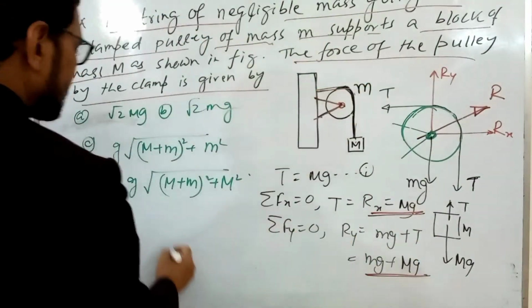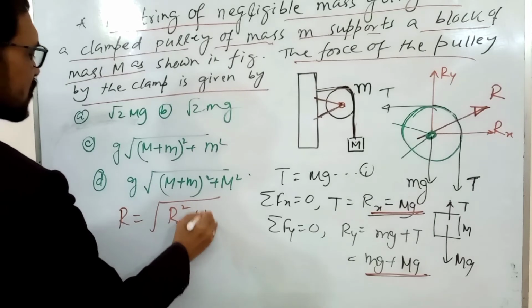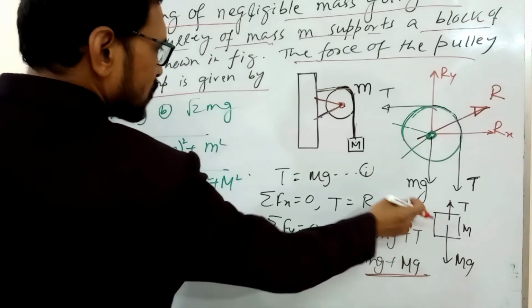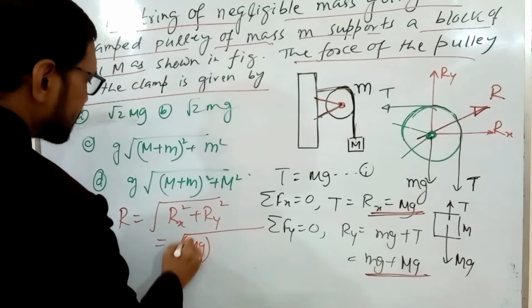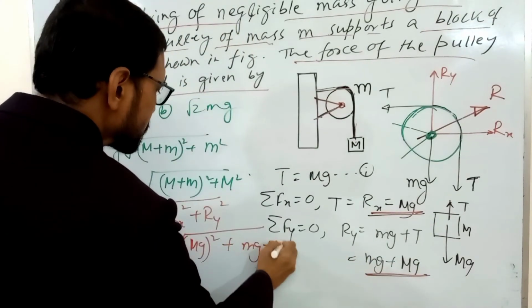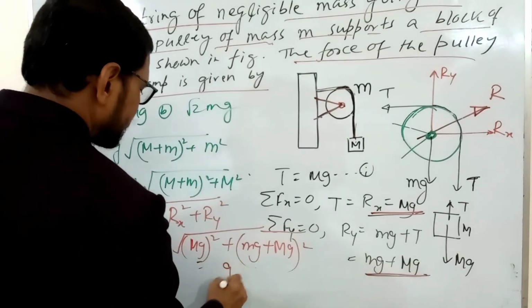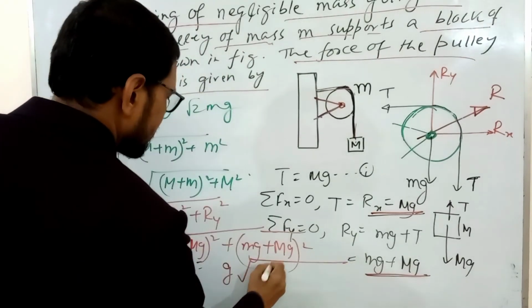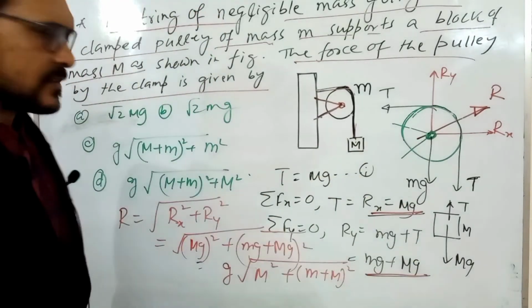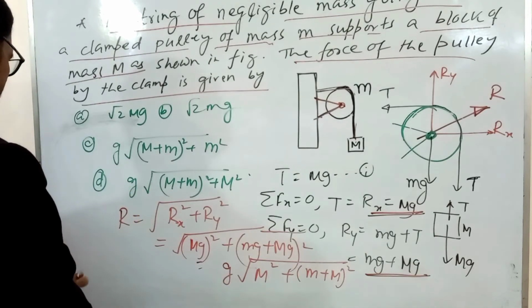Now what is R? We have to find R, which is the root over Rx square plus Ry square. So Rx equal to mg, and Ry equal to this. If we take common g, the answer is this. Okay, understand? So this is the answer.